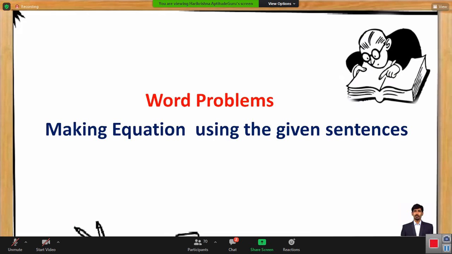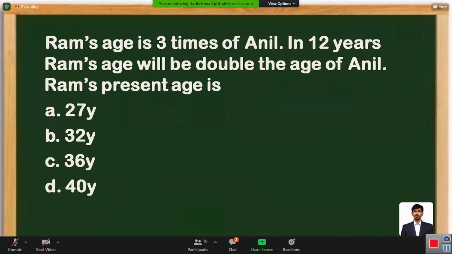I'm just making you go through some questions. Ram's age is 3 times Anil's age. In 12 years, Ram's age is double the age of Anil. What is Ram's present age? That means there is some narration of a story. Using that narration, they will expect us to find the ages of the candidates. So that is one type of question which you are going to see.